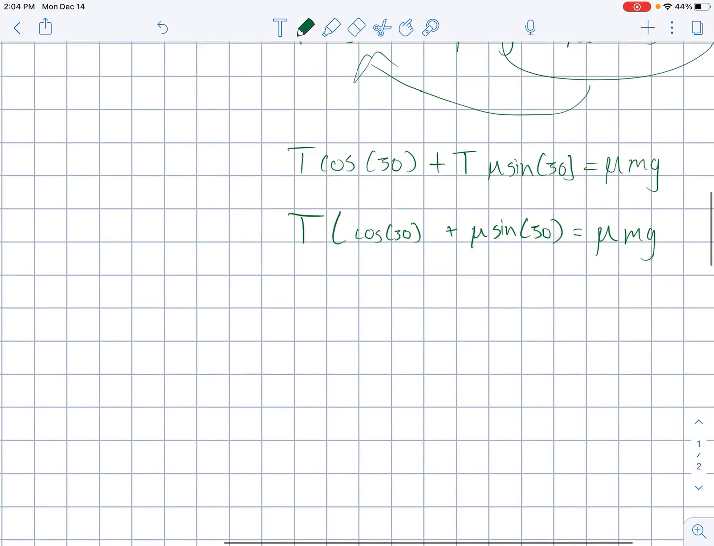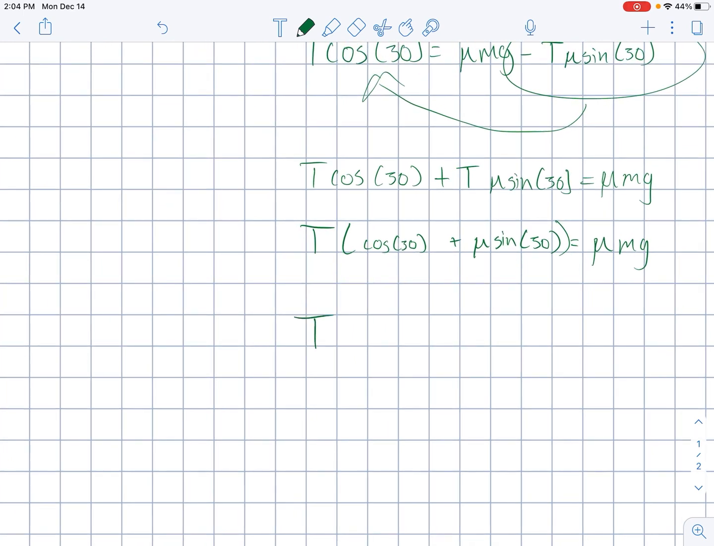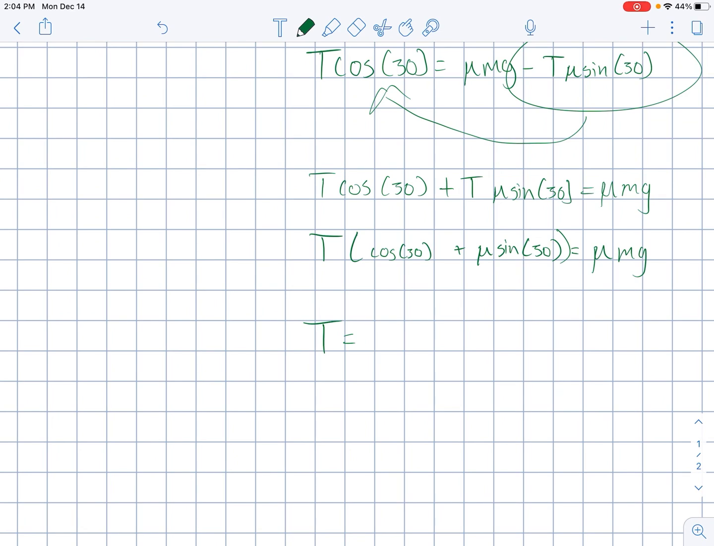Now we can divide both sides by cosine 30 plus mu sine 30, and this will allow us to solve for tension that's at the angle. So we get mu mg divided by our cosine 30 plus mu sine 30.